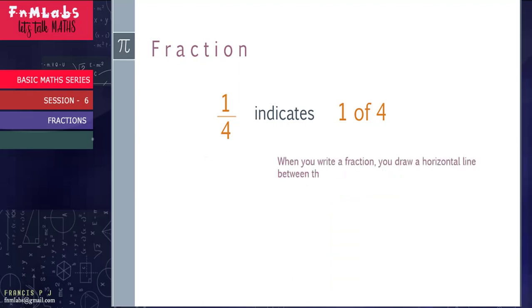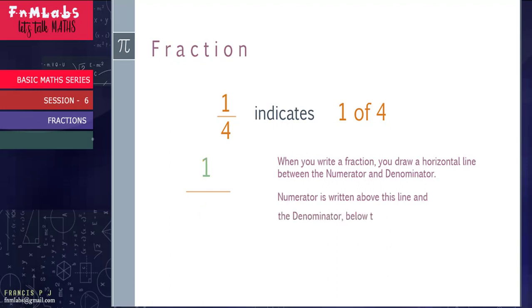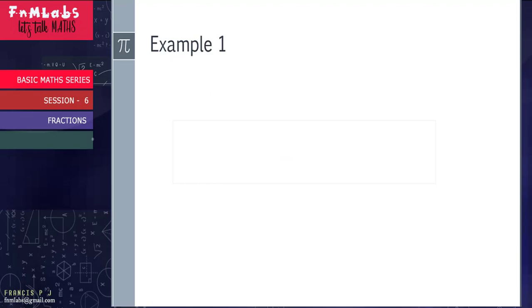When you write a fraction, you draw a horizontal line between the numerator and denominator. The numerator is written above this line and the denominator below the line. Now let us look at an example. Consider the figure below.